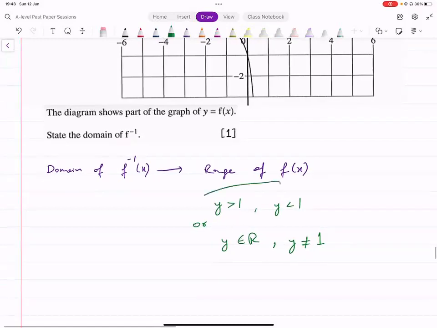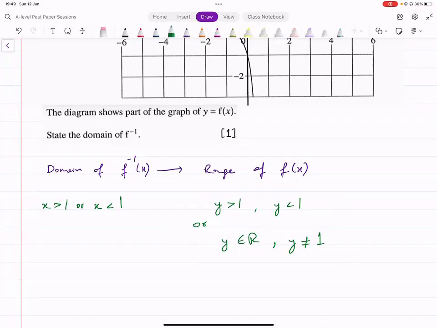Okay. Now, if this is the range of f of x, what that means about the domain of f inverse is it's going to be exactly the same. It's just that here we've got y. For the domain, we will use x here. Let's say it's x greater than 1 or x less than 1. We can have an or between them. This is one way to write that.